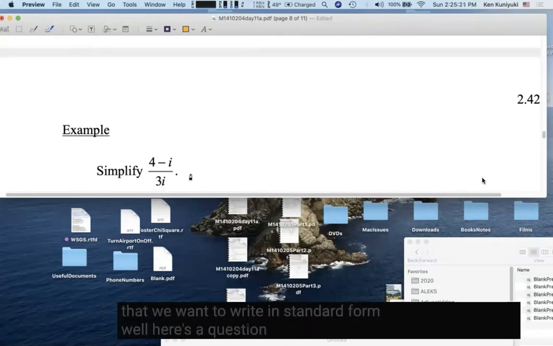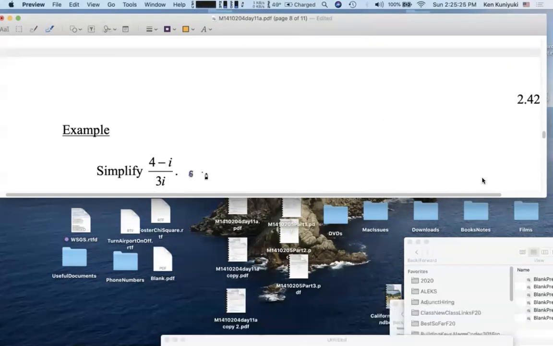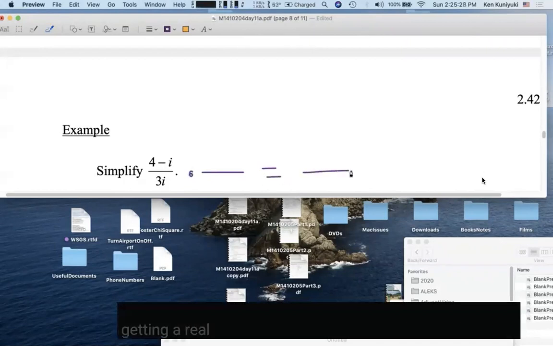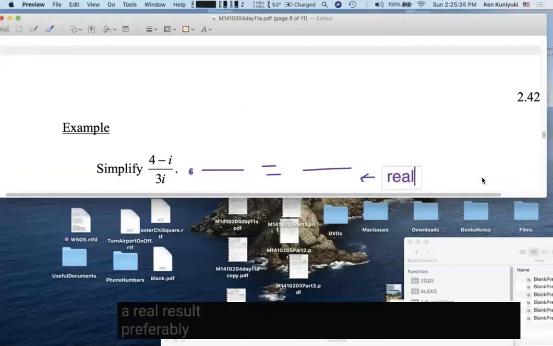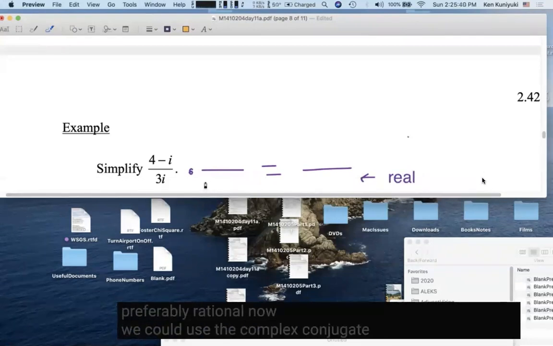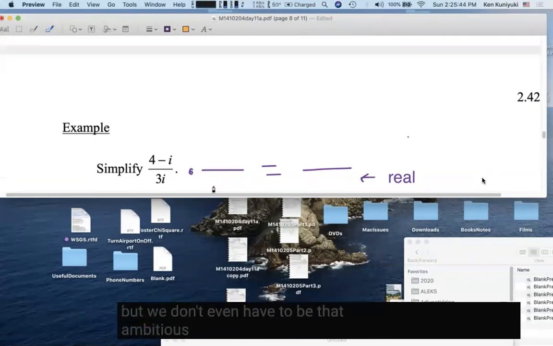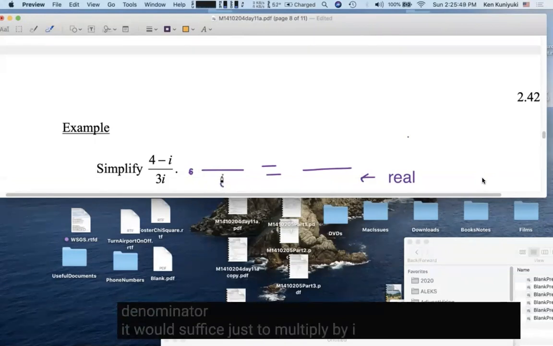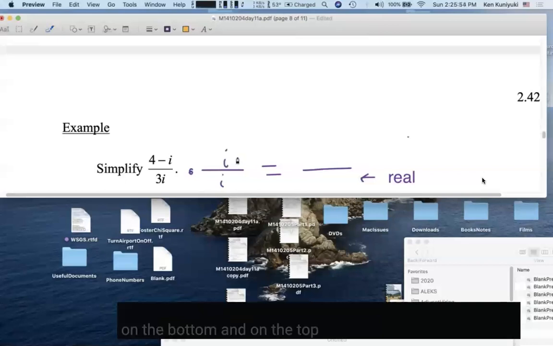Well, here's a question. What's a fast way of getting a real result? Remember, the goal here is that we want a real result, preferably rational. Now, we could use the complex conjugate, -3i, and multiply on the top and the bottom, but we don't even have to be that ambitious. If we just want a real denominator, it would suffice just to multiply by i on the bottom and on the top.